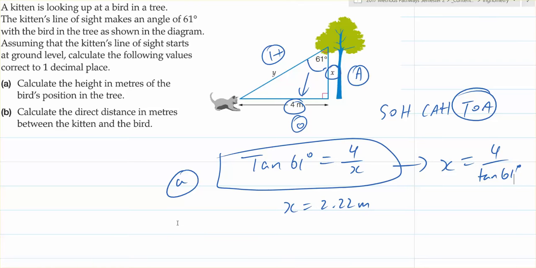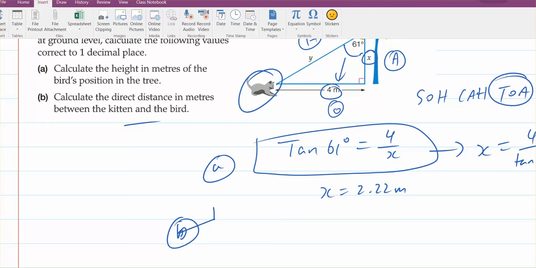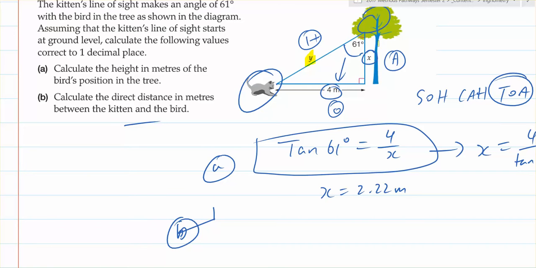For part B, calculate the distance in meters between the kitten and the bird. Okay, so you're trying to find the direct distance, not the horizontal distance, between the kitten, which is right here, and the bird, which is on the tree, which is trying to find y. Okay, so the side lengths of interest in this case, I'll highlight this, are y and this one, since it's given.